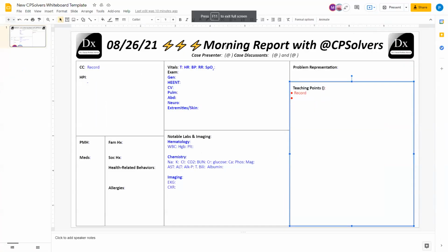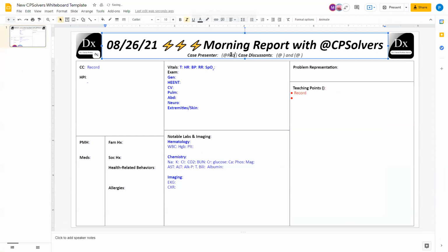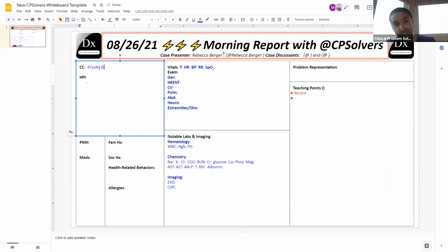Cool. This is a 47-year-old man with type 2 diabetes, presenting, chief complaint only, with low-grade fevers. All right. I think that's a great place to start.